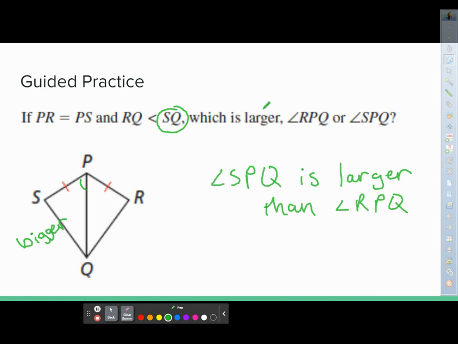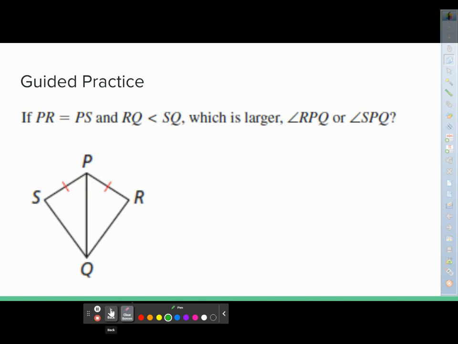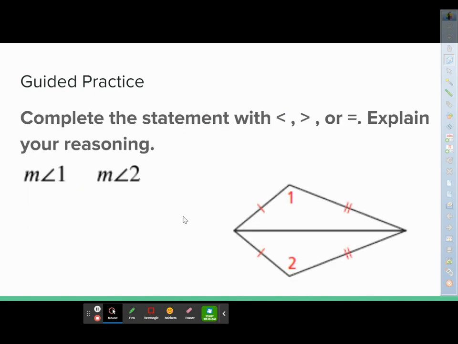And so notice, make sure and pay attention if they're asking you to compare them or if they're asking you which one's larger. If they're asking you which one's larger or which one's smaller, then you just give an angle. But if they ask you to compare it, then that's whenever you say that the measure of angle SPQ is greater than the measure of angle RPQ. Okay, all right, awesome. Let's do another one.